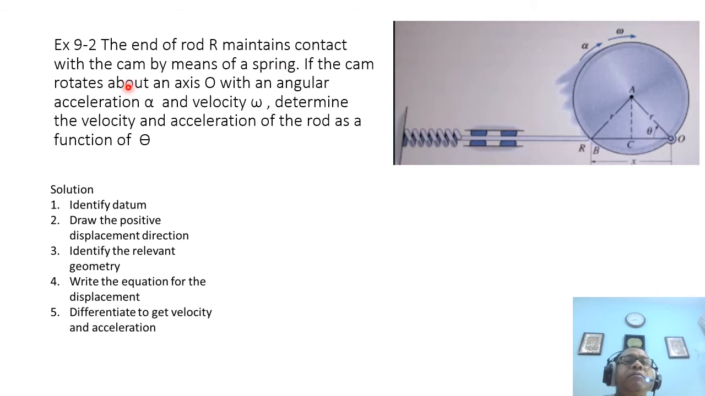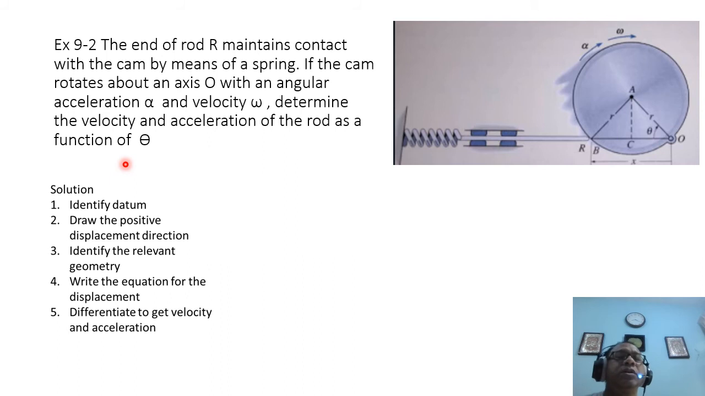If the cam rotates about an axis O, so there is a pivot point here, with an angular acceleration alpha and also angular velocity omega. Determine the velocity and acceleration of the rod as a function of theta. So there is a theta here which measures the angle of the diameter to the horizontal plane, and we want to find the velocity and acceleration of the rod as a function of theta.